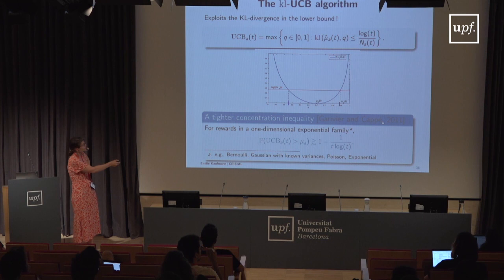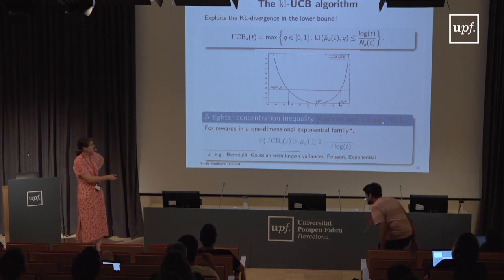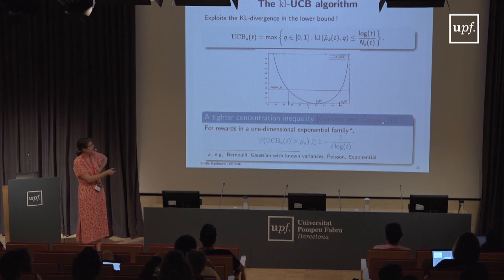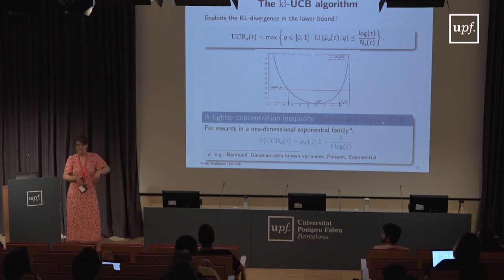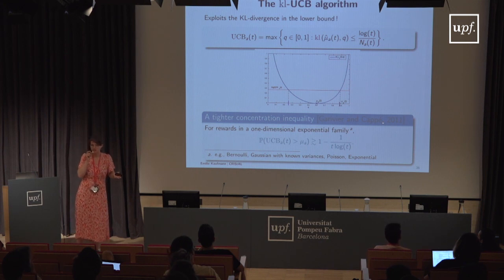And so the shape of the confidence interval is a bit less explicit. But basically, you can compute the KL function. So here in blue, you have KL mu hat Q as a function of Q. And you are thresholding it up to some level log T divided by N_A(t). And then you get your UCB. So this requires to solve a simple optimization problem. It's not a big overhead, but still it's less explicit than this mu hat plus square root of 1 over n.